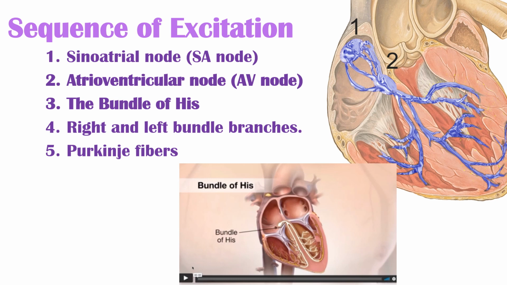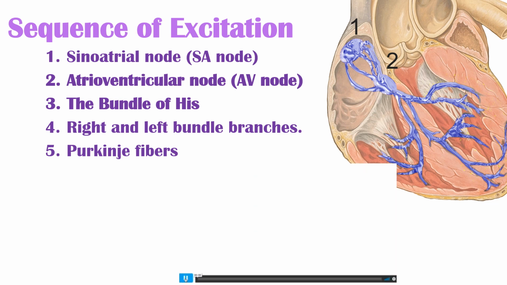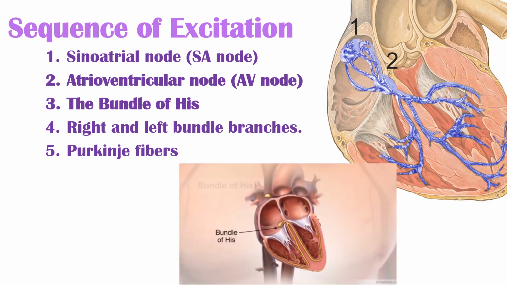Third, the bundle of His. From the AV node, the impulse sweeps to the atrioventricular AV bundle in the superior part of the interventricular septum. The bundle of His is a part of the electrical system of the heart. It is a collection of cells that carry electrical signals from the AV node to the bundle branches.